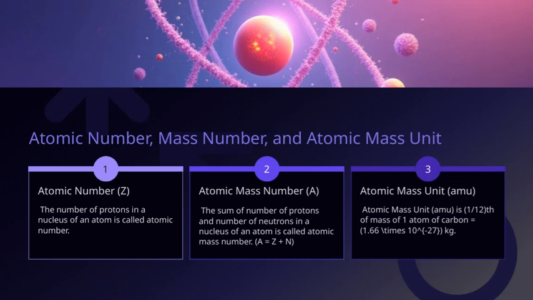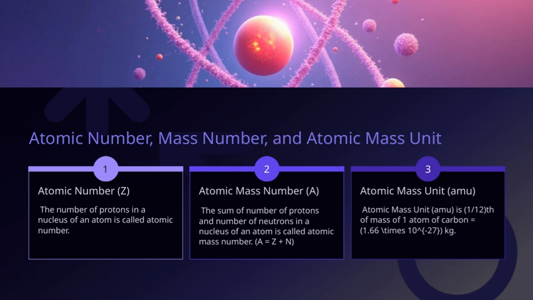Let's start with the atomic mass unit, or AMU. The AMU is defined as 1/12 of the mass of a single carbon atom. To put that into perspective, it's approximately 1.66 times 10 to the negative 27th kilograms. This unit helps us compare atomic masses more conveniently instead of dealing with very tiny numbers.